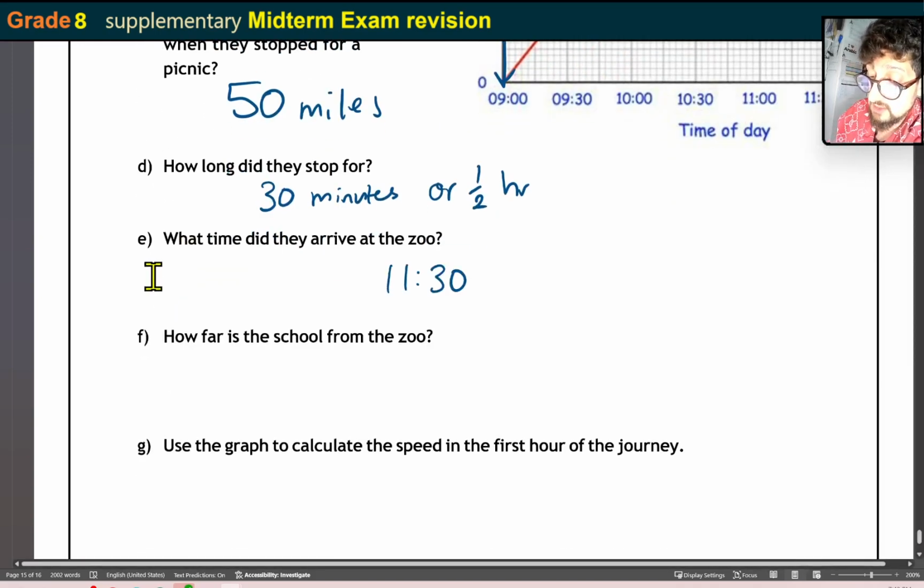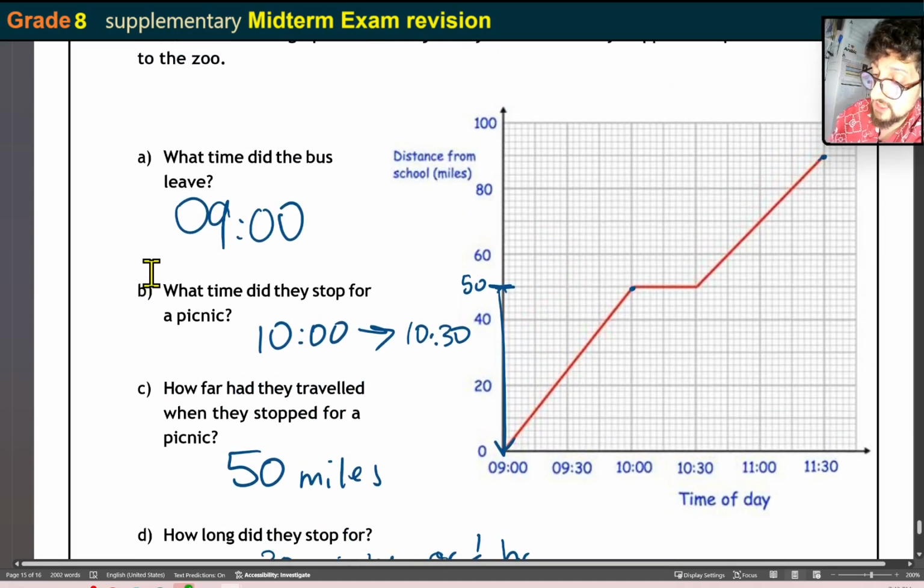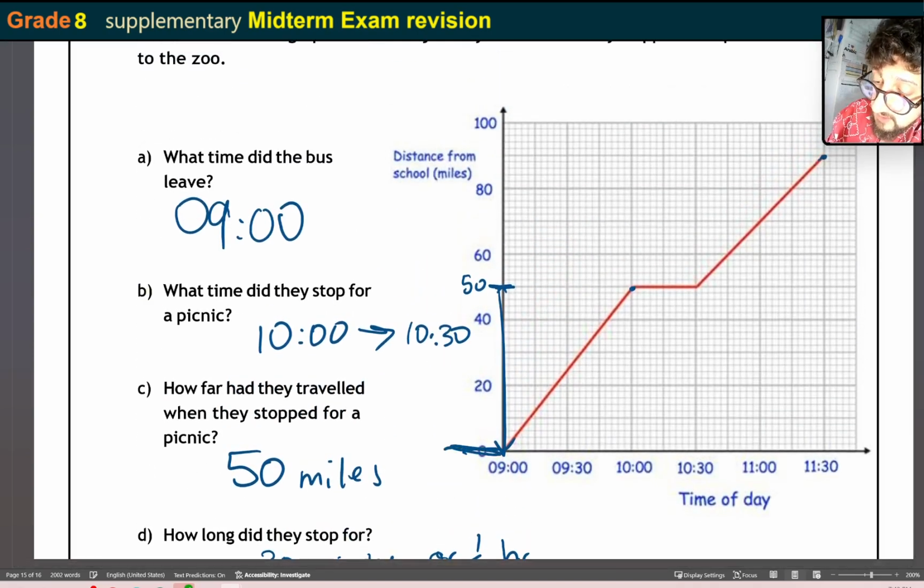How far is the school from the zoo? So basically it's asking, that's the beginning, that's the end. How far is the school from the zoo? It's 90 miles, because there's the end of their journey, and it's at 90.